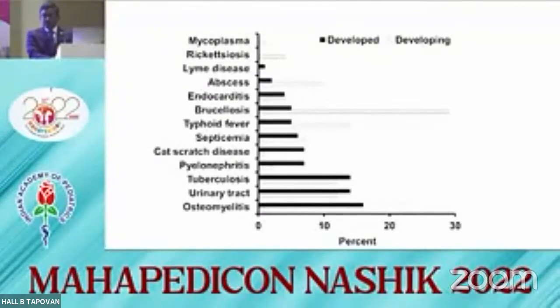And this is the diagram which shows the infectious causes of fever beyond 2 weeks in developed and developing countries. So rickettsia and mycoplasma are not there in the developed countries. Lyme disease is not in our country. Abscesses in our country are more. Brucellosis is the common cause in our country for fever beyond 2 weeks, which is infrequently seen in the developed countries. Again, typhoid and all these conditions are seen.